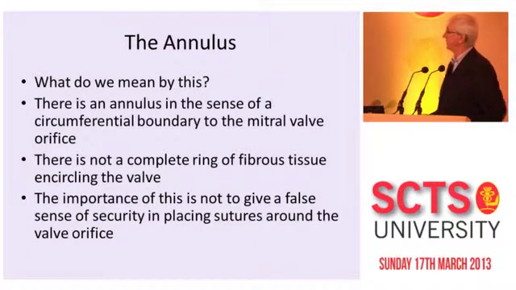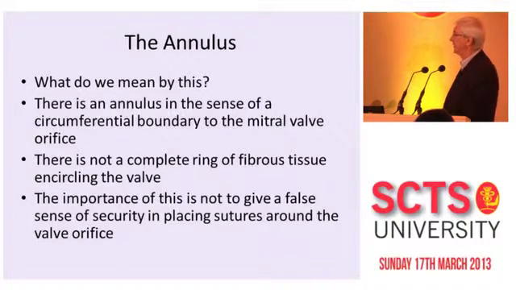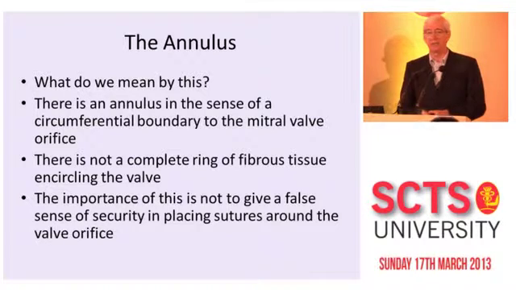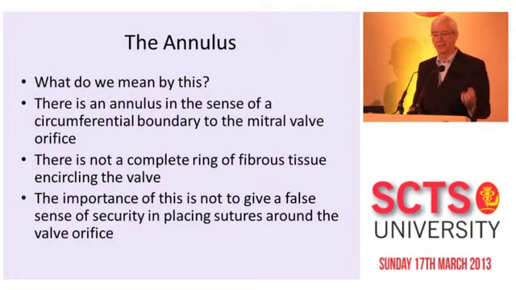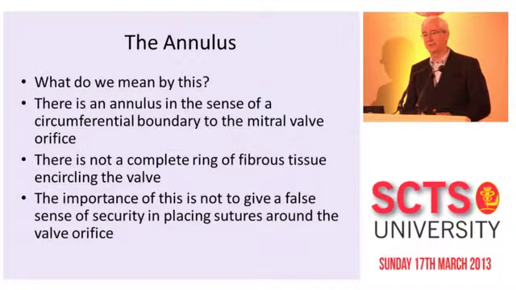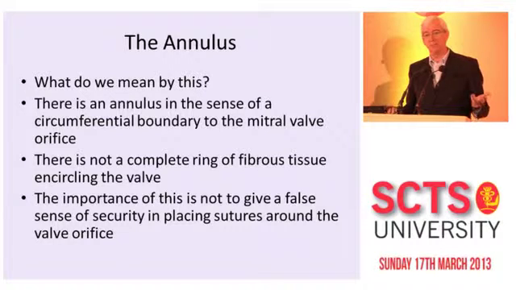Let's talk now about the annulus. What do we mean by this? There is an annulus in the sense of a circumferential boundary to the mitral valve, its orifice, of course. There is, however, no complete fibrous tissue encircling the valve in most patients. And the importance of this is not giving people, surgeons, us, a false sense of security when we're placing our sutures in the annulus, with the damage that we can cause.